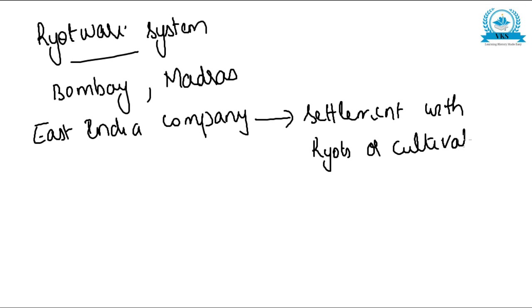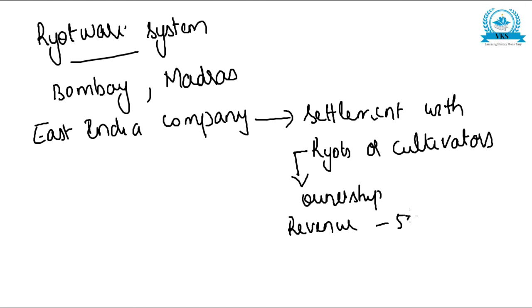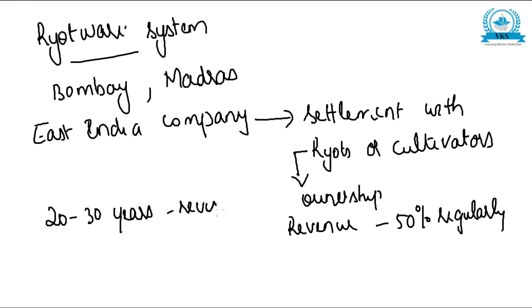Unlike the Zamindari system, here direct settlement was made with the ryots or cultivators, and the ownership of the land was given to the ryots, on the condition that they had to pay a fixed revenue of 50% regularly. And the revenue was revised every 20 to 30 years.